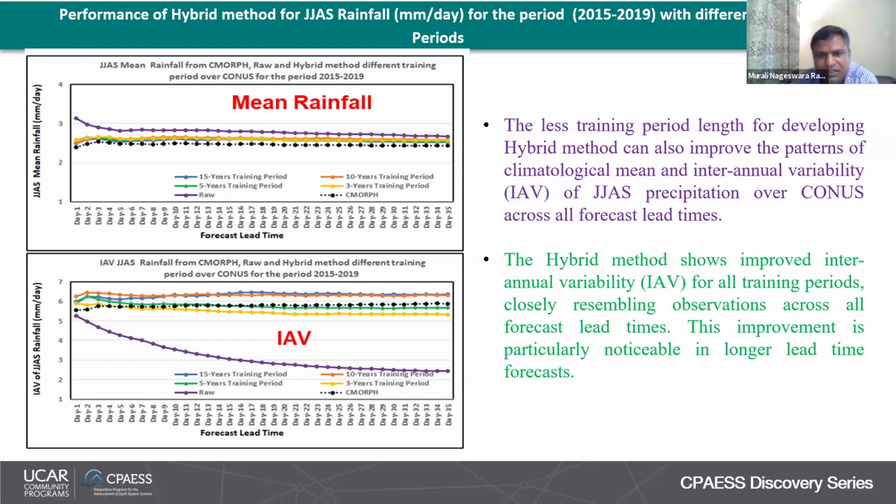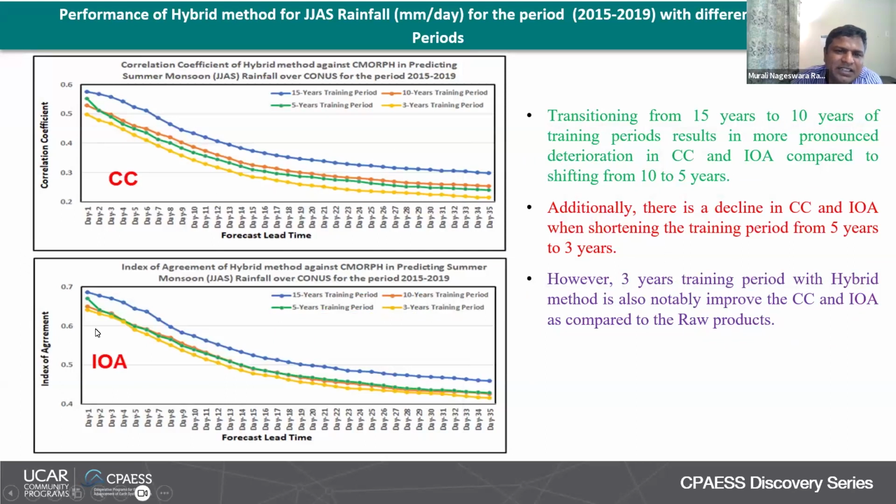I can show some of the proofs. This is only for the hybrid method with different training periods. If there is a longer training period, then the skill is higher. When the number of years decreases, there is a decrement, but the decrement is very small. This is the case of CC, and this is the case of the index of agreement. If there is more data, it is good. Even if less training data is available, the improvement is large compared to the raw model product.